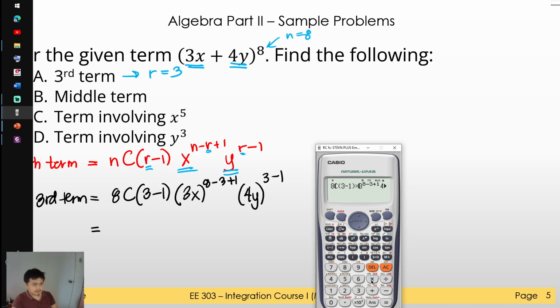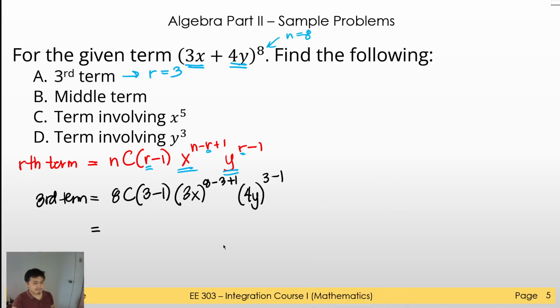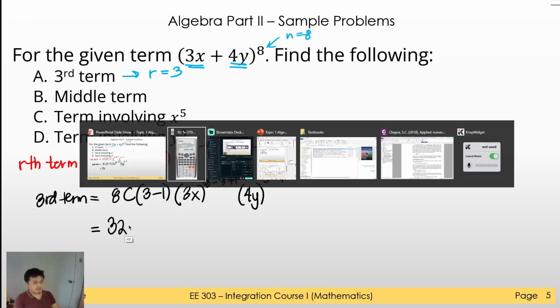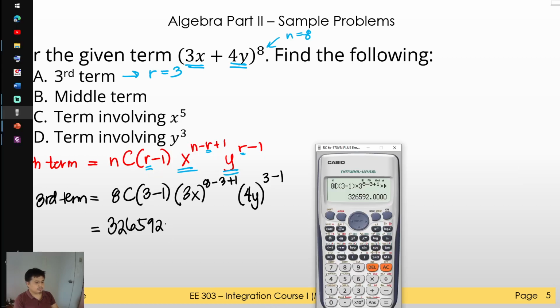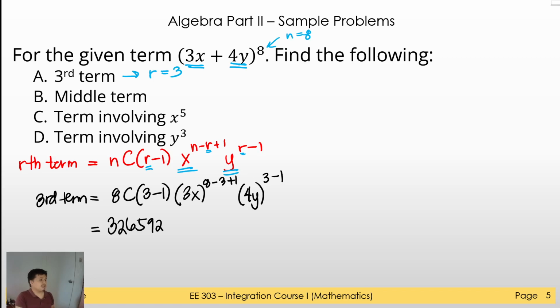Okay, we have a syntax error. We have to multiply this. Another syntax error, multiply this. So the answer here will be 326,592. So this is just the constant, or the coefficient of the term.